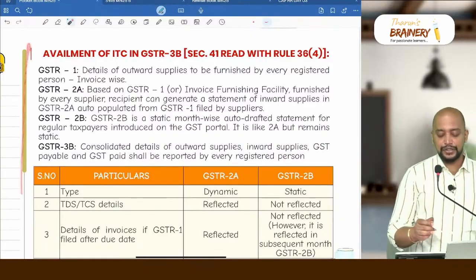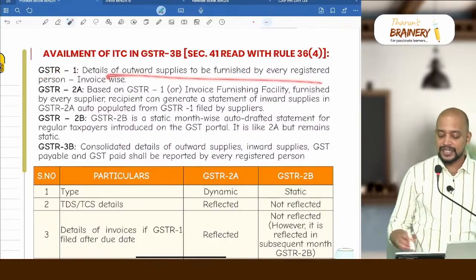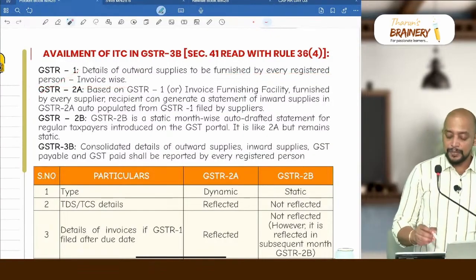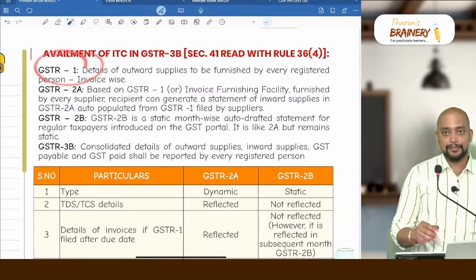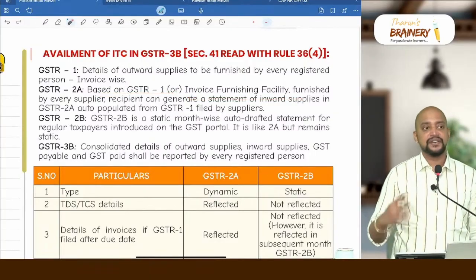So in this regard we need to know a few returns. GSTR 1 contains the details of outward supplies filed by every registered person. GSTR 2A, so based on the GSTR 1 of the supplier, in 2A the inward supply details will be made available based on GSTR 1 or IFF, invoice furnishing facility.